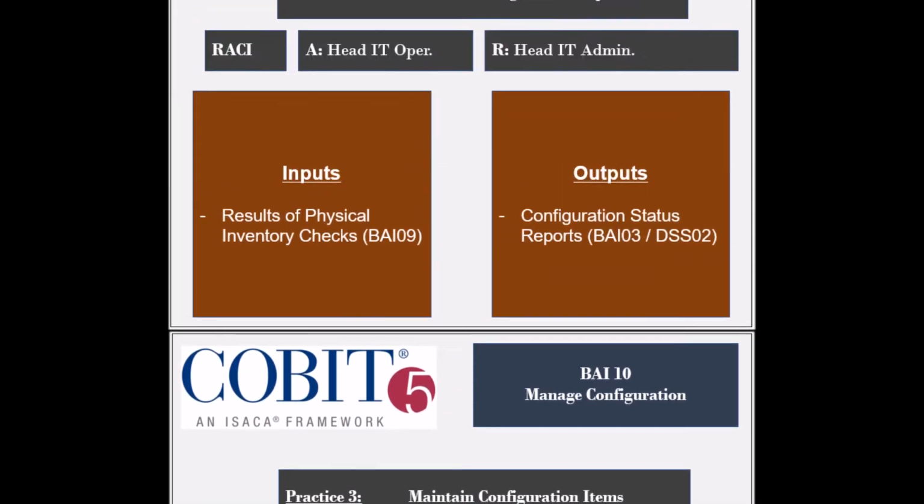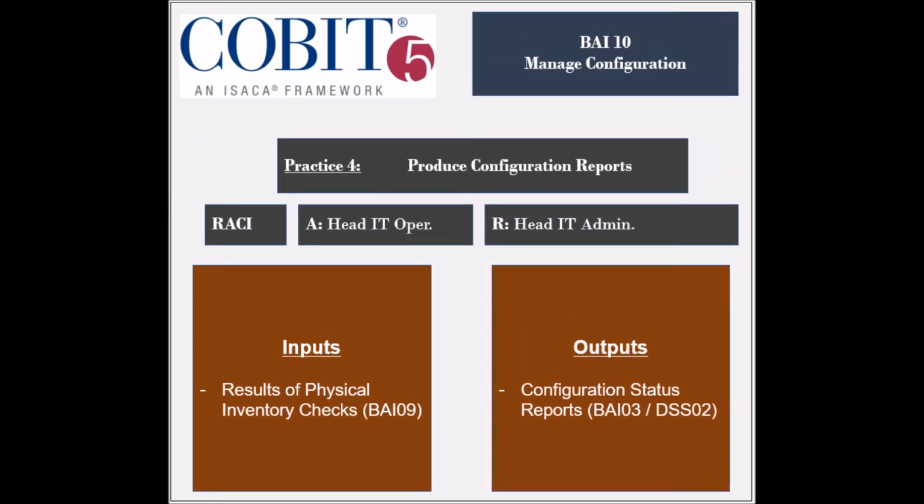The fourth practice is to produce configuration reports. The entity responsible for this practice is the head of IT administration, and the entity that is held accountable is the head of IT operations. The practice receives one input, which is the results of physical inventory checks from the BAI9 process. It generates one output, which is the configuration status reports to be used by the BAI3 and DSS2 processes.